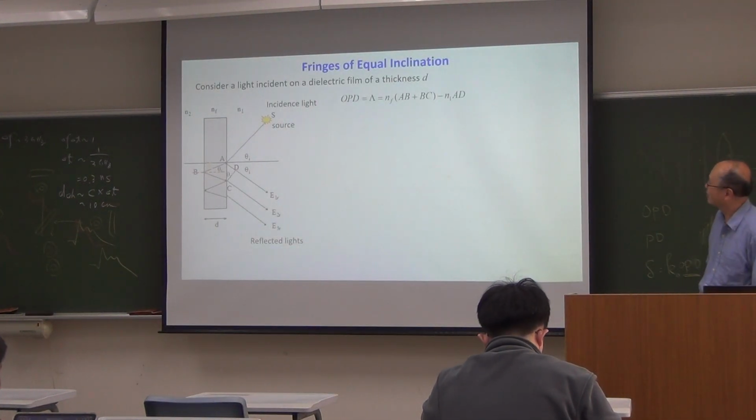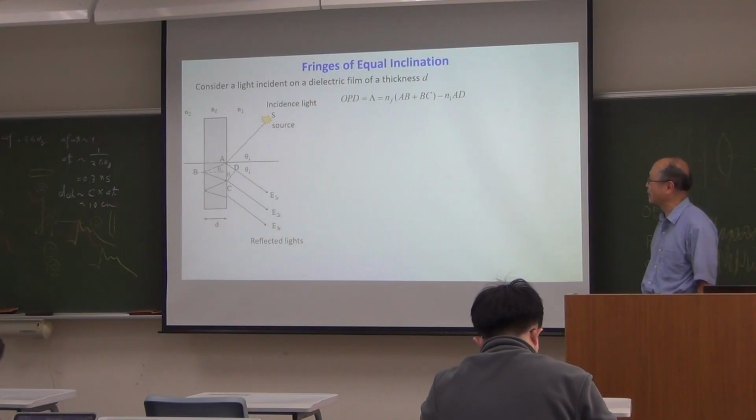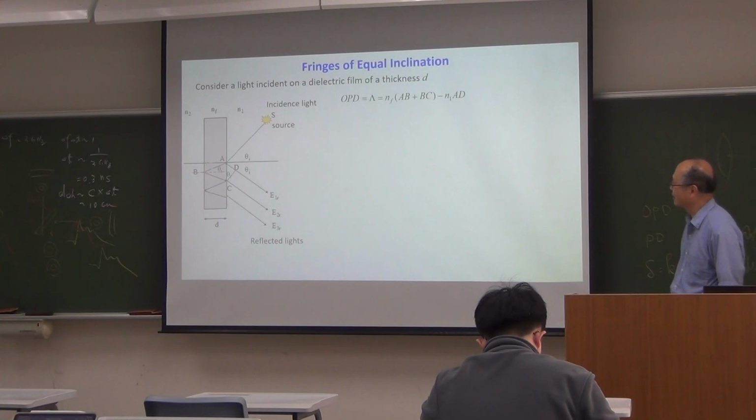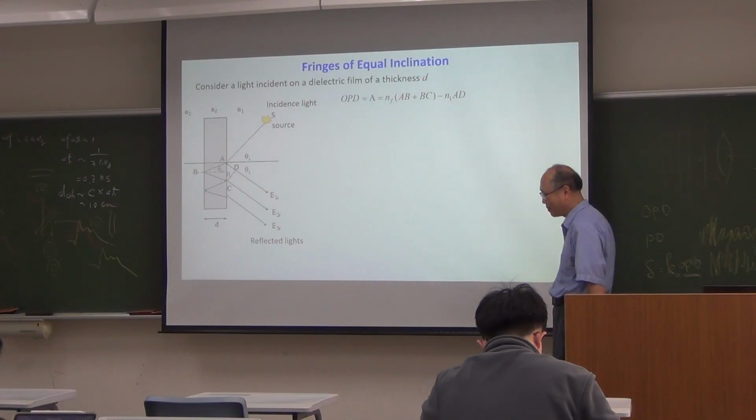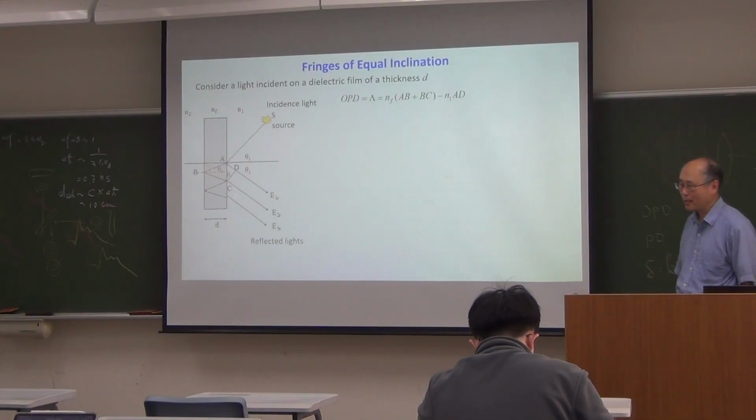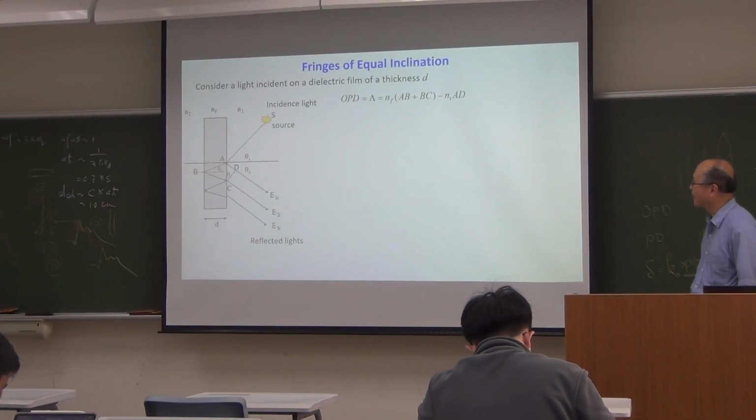Now, I want to talk about fringes of equal inclination. When we say equal inclination, this means that the plane wave is incident on some thin film, and the reflected light will form interference along some direction. So we'll fix the direction and try to analyze the path difference.